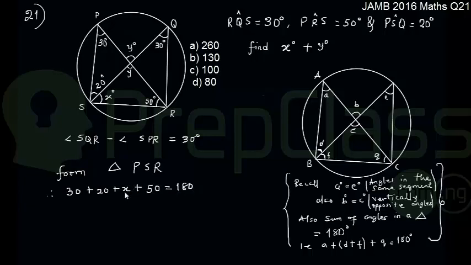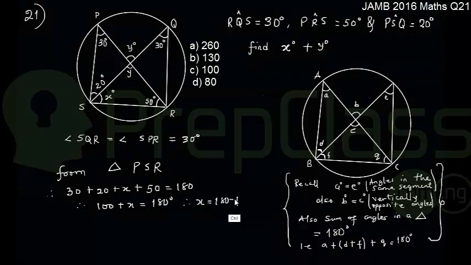The goal is to find x. Adding up everything, 30 plus 20 plus 50 gives 100, plus x is equal to 180 degrees. Therefore x is equal to 180 minus 100, and the value of x is 80 degrees. So the value of x here is 80 degrees.